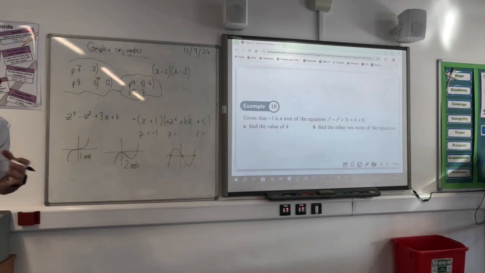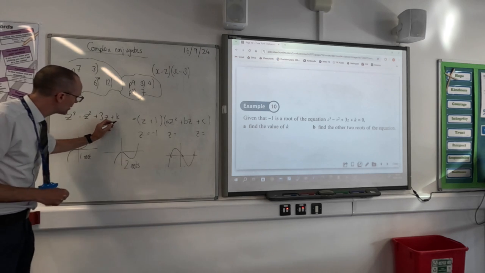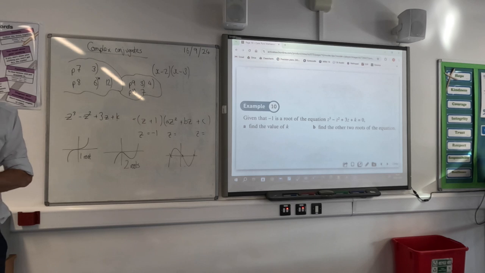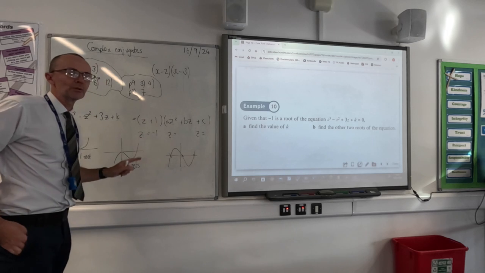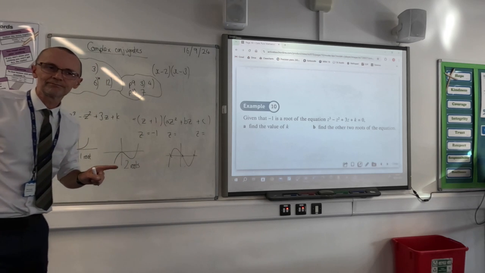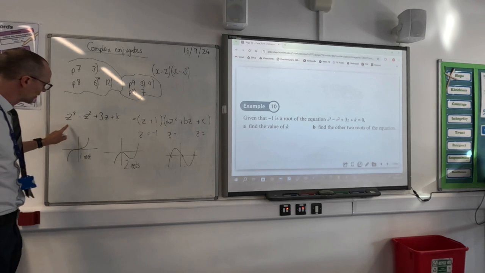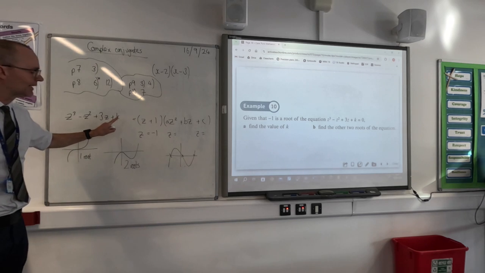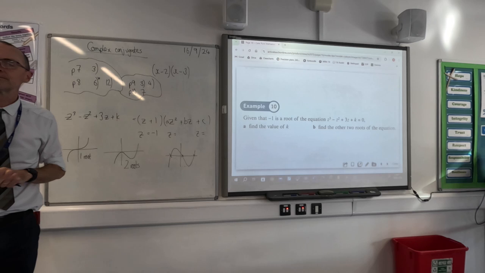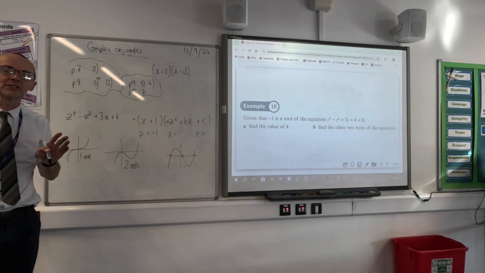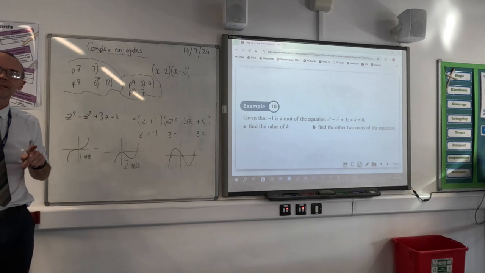And so at this point, we do a little bit of detective work. Firstly, I want to know what k is. And in order to know what k is, I use the fact that z equals minus 1 is a solution. Remember, that means that one of the answers to when does this equal 0 is minus 1. So what does that mean I can do to work out what k is?